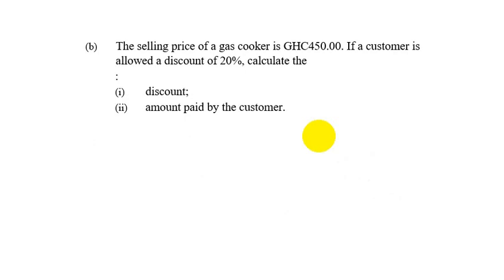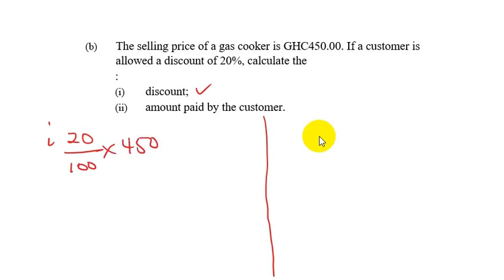So how do we do it? Let's see how it is done. We are finding the discount. When it is 20%, we are going to get 20 over 100 times 450. 4 times 450, so you cancel: 0 cancels 0, this 0 also cancels this 0. So I'm going to get 2 times 45, and that's going to give us 90. So the discount that was allowed was 90 cedis.